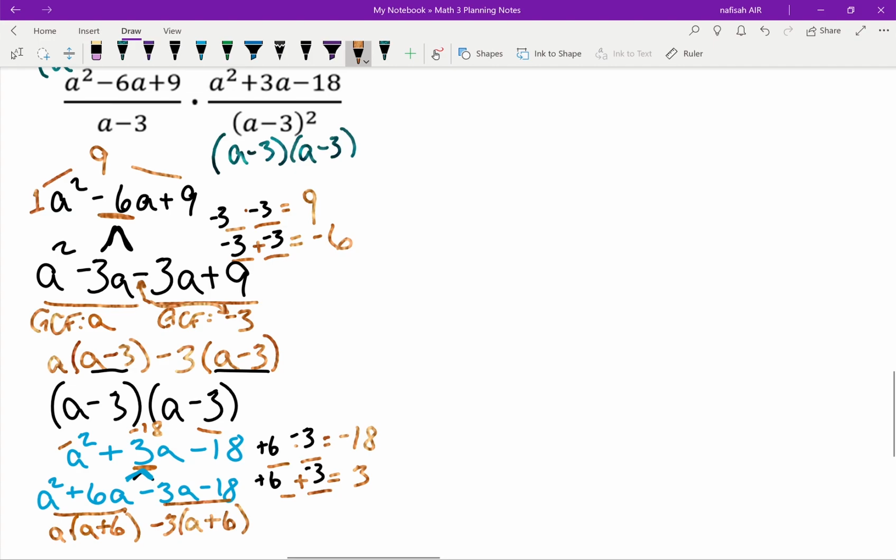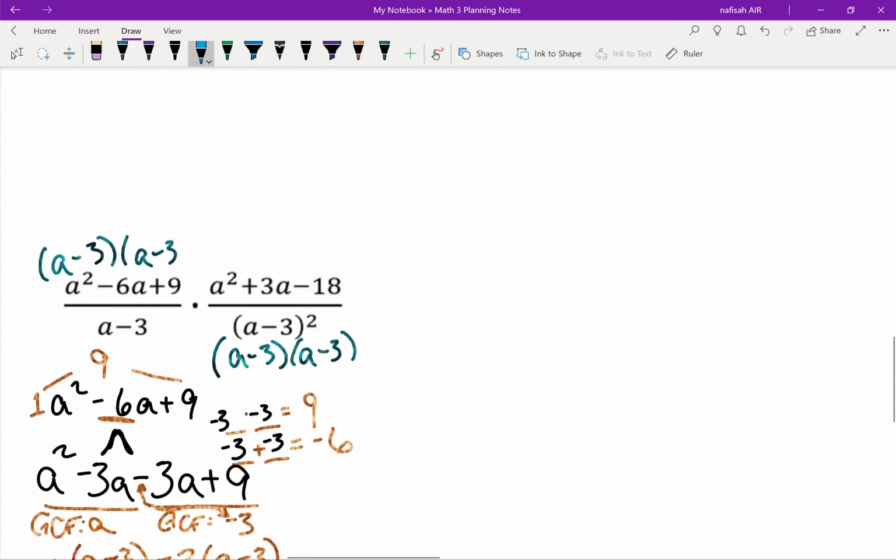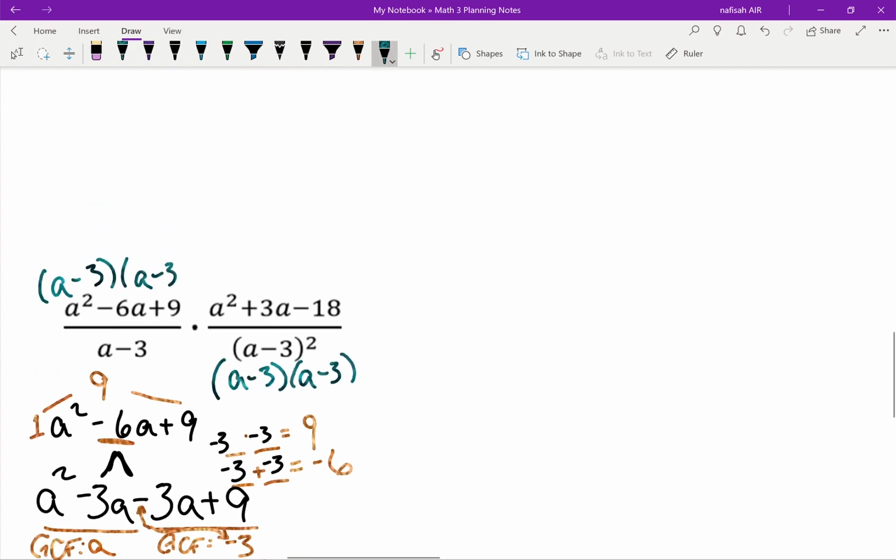So this factors into a minus 3 and a plus 6. Again, the GCFs in one, the twins in the other. So a minus 3, a plus 6. So this turns into a minus 3, a plus 6.